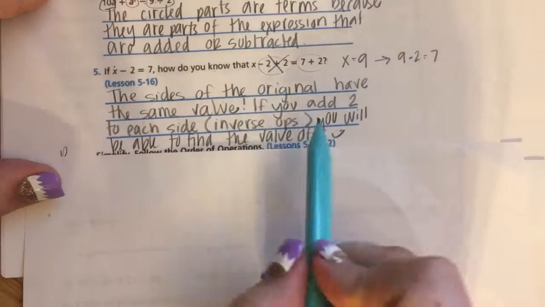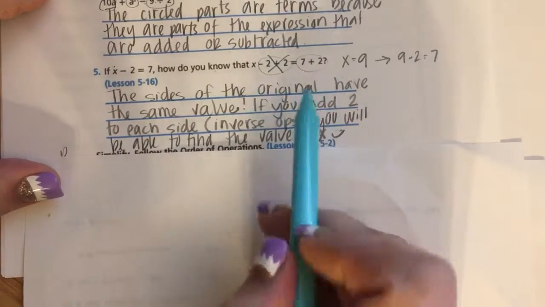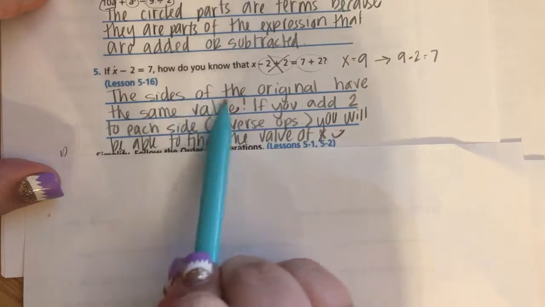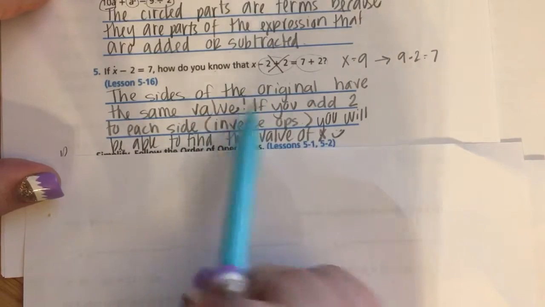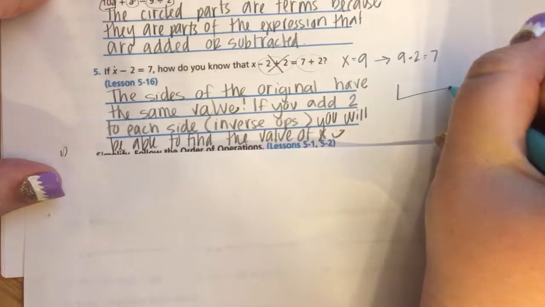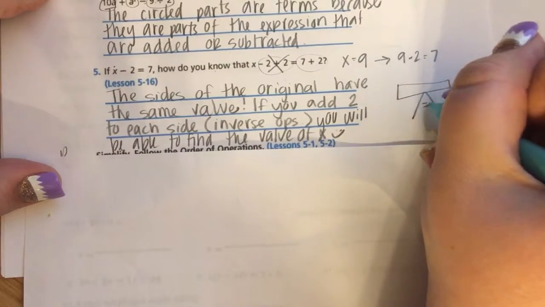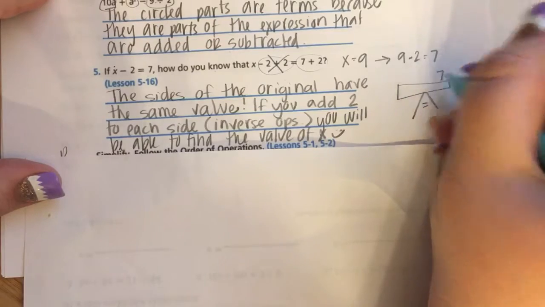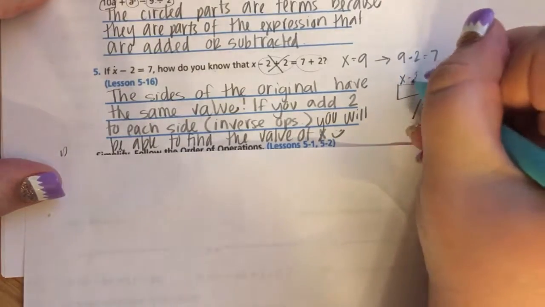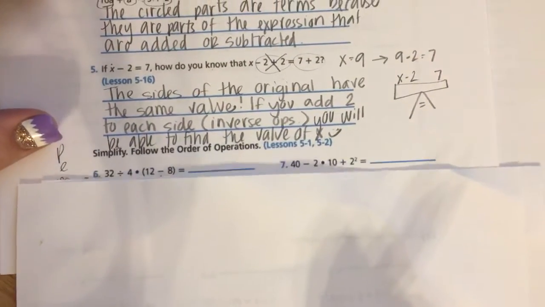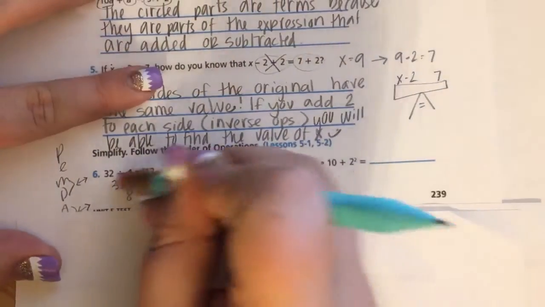So if x minus 2 is 7, how do you know that x minus 2 plus 2 is equal to 7 plus 2? So the sides of the original have the same value. If you add 2 to each side, inverse operations, you will be able to find the value of x. So I made a little scale, equal sign in the middle. If one side equals 7, the other is x minus 2, x has to be 9. And you can see I added it over there because 9 minus 2 equals 7.